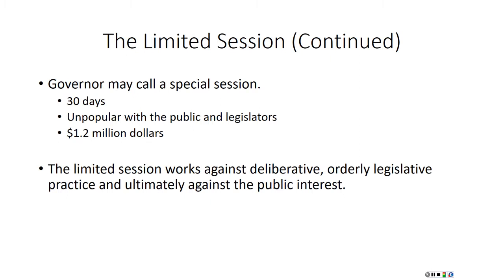Are you going to vet this bill? Are you going to research this bill the way you would if you still had 3 months in the session? No, you're going to rush it through. You want to go home. How do you know you're passing a good bill? The answer is simply, you don't. This is why we say it works against deliberative, orderly legislative practice, ultimately against the public interest, because you could pass a bad bill.